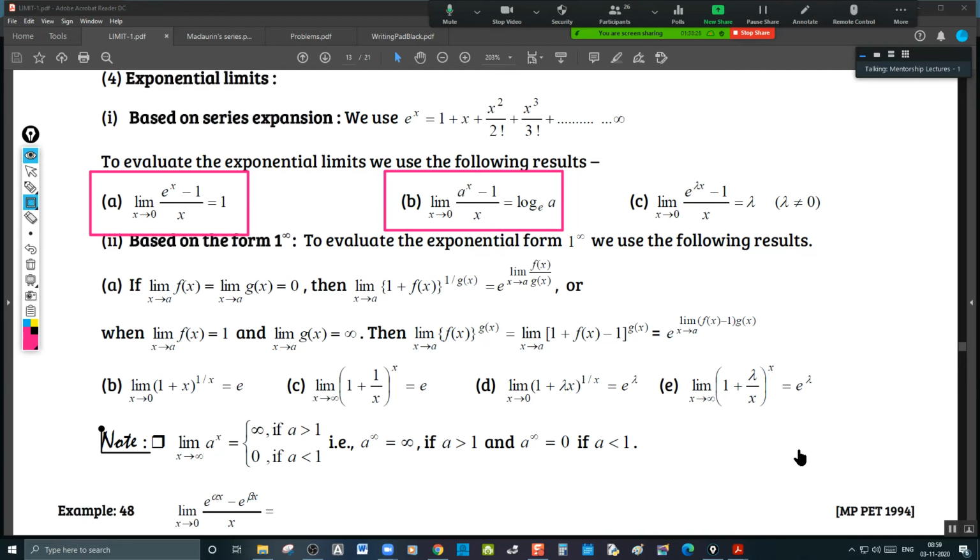Limit of a power x minus 1 upon x as x tends to 0 is equal to log a to the base e. And in the problems, if you get something like e power lambda x minus 1, then we multiply with lambda and divide with lambda. That becomes lambda then. Okay?